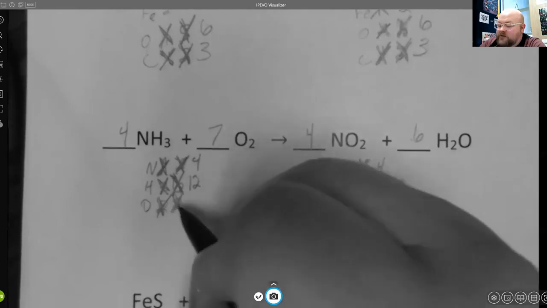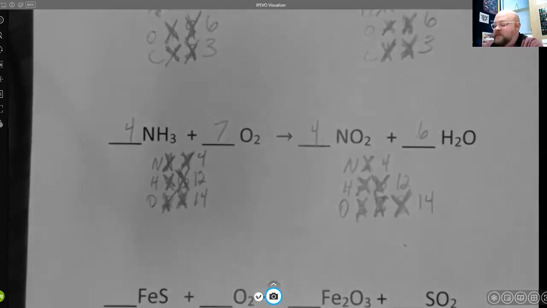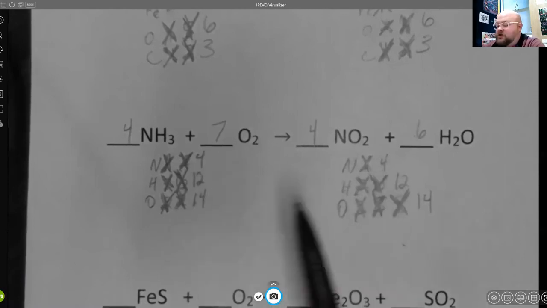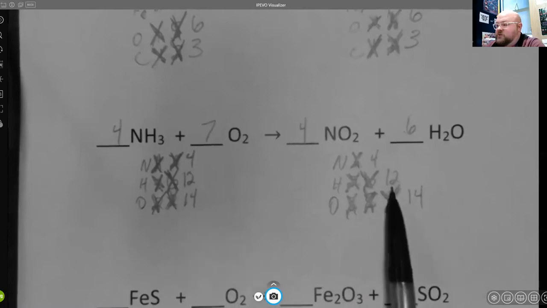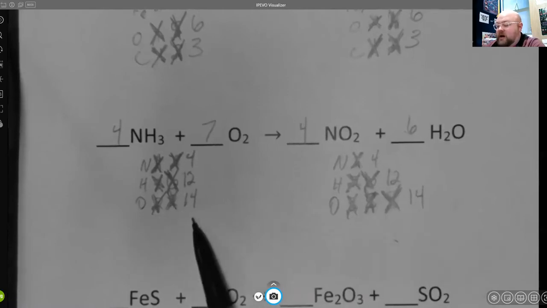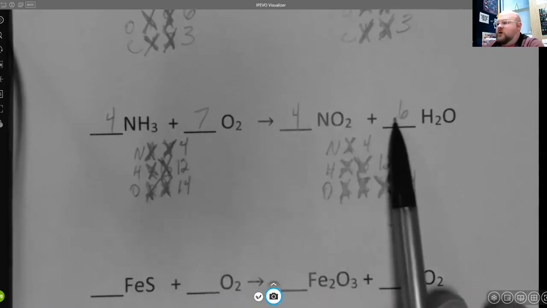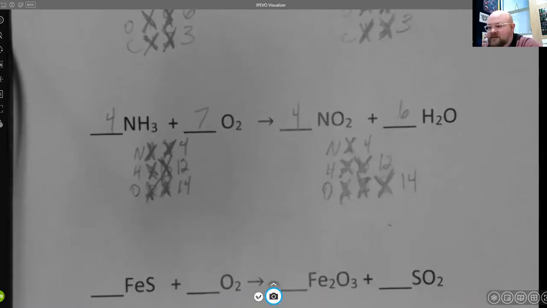I now have 14 O's on this bad boy, meaning if we check up everything we just did, 4 nitrogens, 4 nitrogens, 12 hydrogens, 12 hydrogens, 14 oxygens, 14 oxygens. So those numbers are what makes our equation balanced. I know this is crazy. This is kind of tough. But once you start doing that back and forth troubleshooting, you're gonna eventually get it. I promise it'll click.